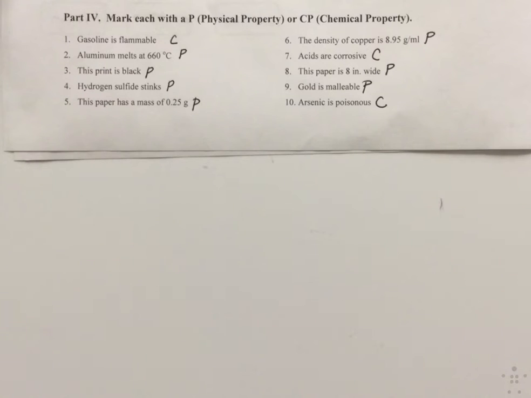Liquid aluminum is still aluminum. So, number 3 is physical, 4 physical, 5 physical. Density is a physical property. We can observe it without changing the identity. Acids are corrosive, which means that they basically eat substances. So you can't observe that without them creating something new. Paper is 8 inches wide, is physical. Gold is malleable, which means you can hammer it into a different shape. So that's physical. And then arsenic is poisonous, is chemical.